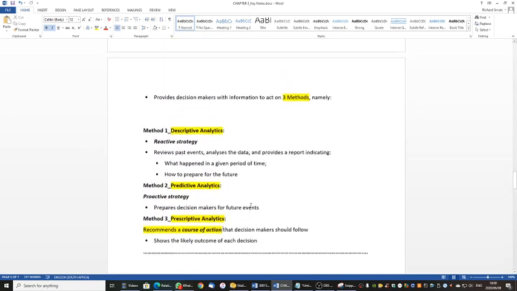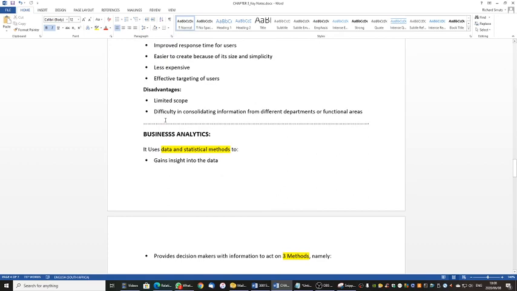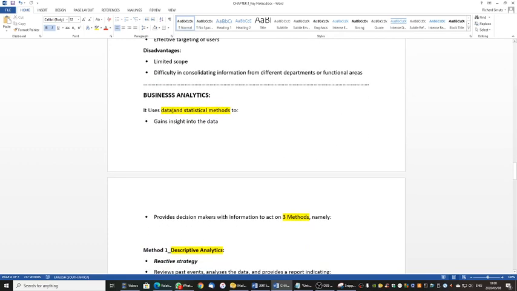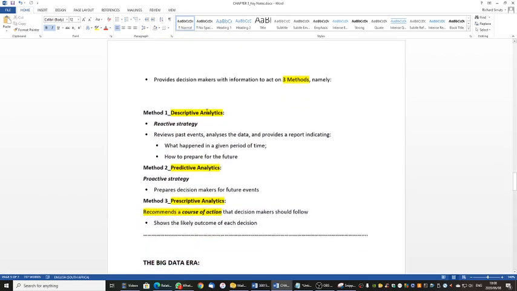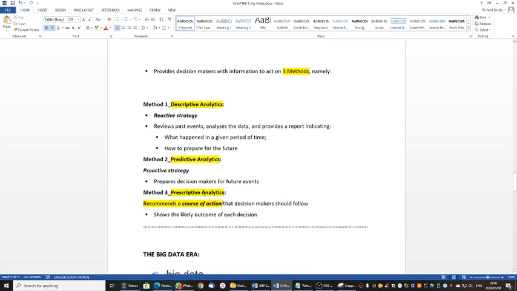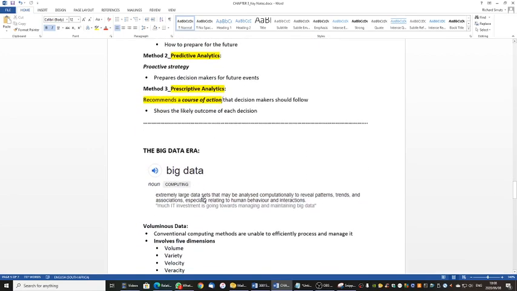So, to recap, what is business analytics? It uses data and stats to perform either descriptive analytics, predictive analytics, or prescriptive analytics. Yes, you will need to know the definition of each in case you have a test or an exam question.